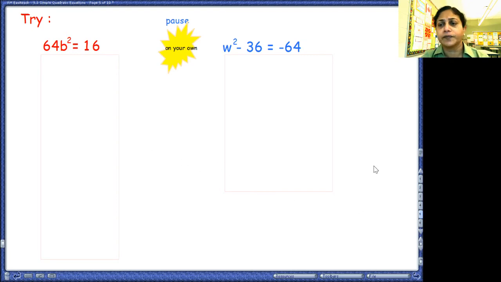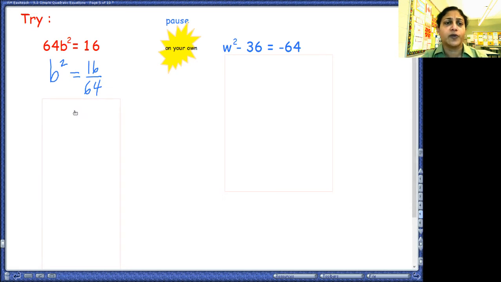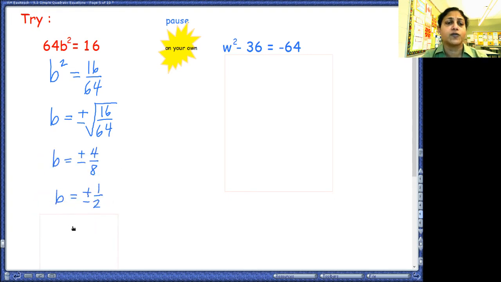For this one, we want to isolate x squared, so we divide both sides by 64, and notice that 16 and 64 are both perfect squares, so you can find the square root of 16 over 64, and you will get plus or minus 4 over 8, which reduces to 1 over 2. So your solution set should have -1/2 and +1/2. I want you to pause the video and try this one on your own before you check it.